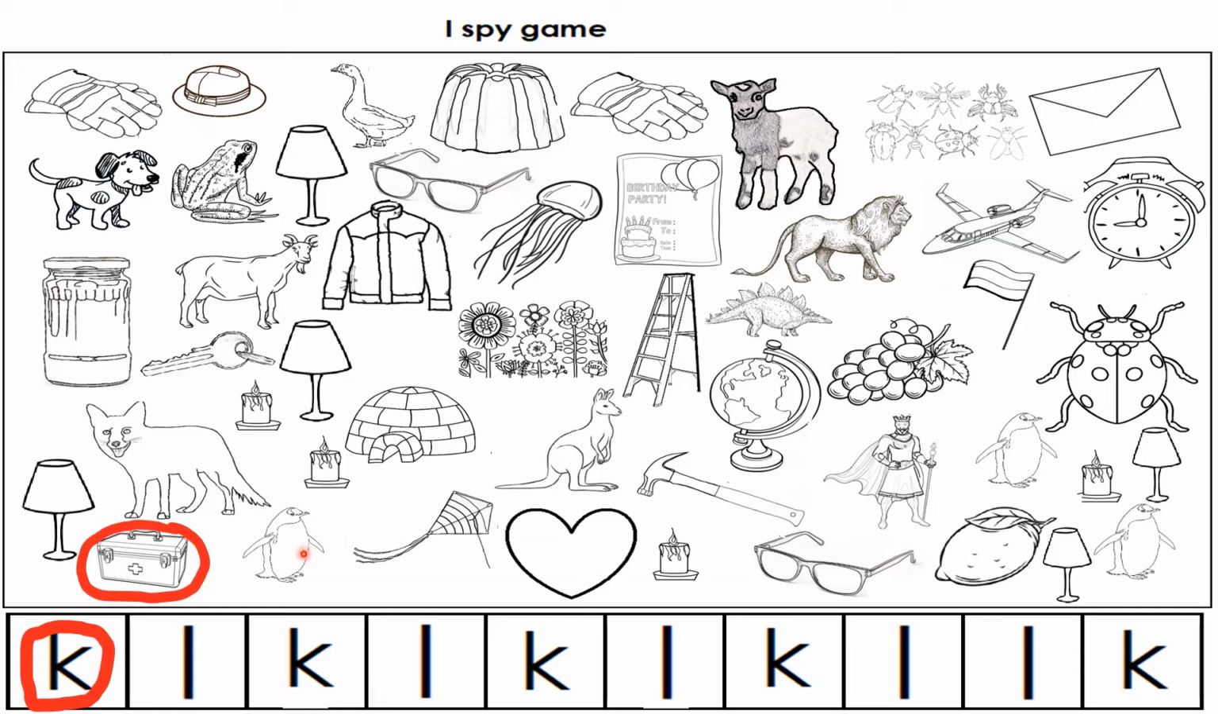I spy with my little eye something start with L. Let's find something start with L. Lamb. Lamb. Lamb. We are done with this L. We have to circle that. Now we are going to find rest of the picture start with K and L and circle all of these. When you are done, you can move on to next one.